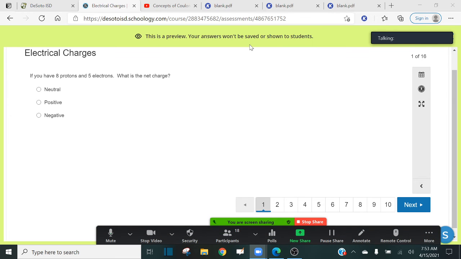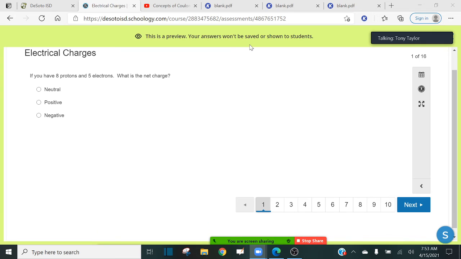All right, guys. So I'm just going to do a few of these with you. Right here it says, if you have 8 protons and 5 electrons, what is the overall net charge? Is it neutral, positive, or negative? So guys, y'all should know this. If you have 8 protons and 5 electrons, notice your atom has more protons than electrons. So the overall charge is positive. Questions like these, y'all should be able to answer.